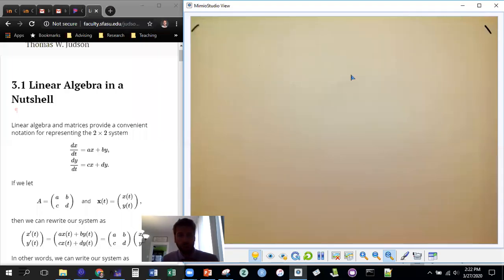Welcome to Differential Equations, section 3.1. In this section, we're basically going to do linear algebra. But it's not like real linear algebra. It's going to be like if linear algebra was a person and differential equations was a person. This is like differential equations sneaking into linear algebra's house and stealing all those cool things.